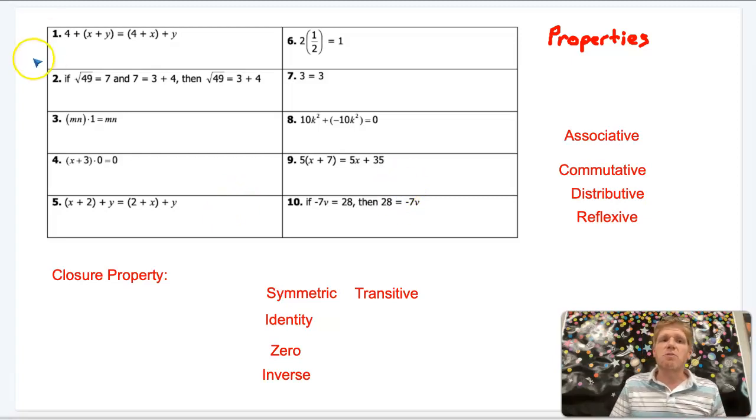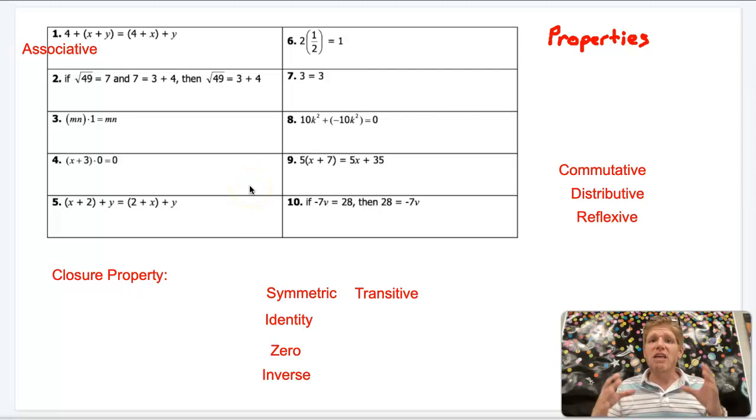So first off, let's look at number one. Number one is an example of the associative property. Well, what does that mean? The associative property is all about how we associate numbers together, and we associate numbers together using our parentheses. We group them. So the associative property is all about grouping.